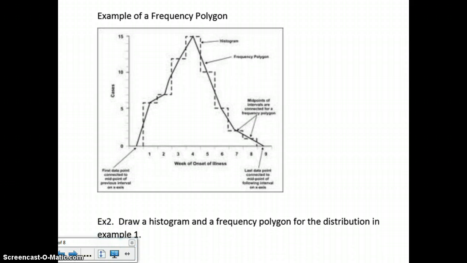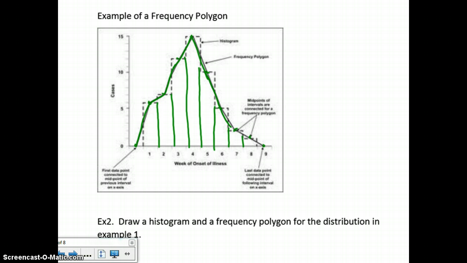You can see an example of that where here are our histogram bars. You can see it more clearly this way. And then what they did is they took the midpoint at the top of the bar and connected those with straight lines. And so here is your polygon. Obviously, it's just not a regular polygon.